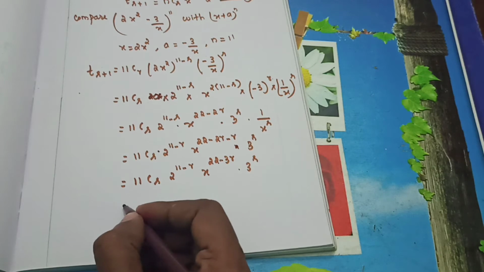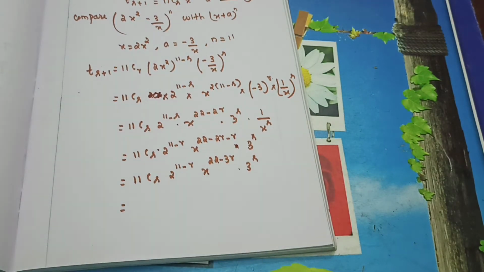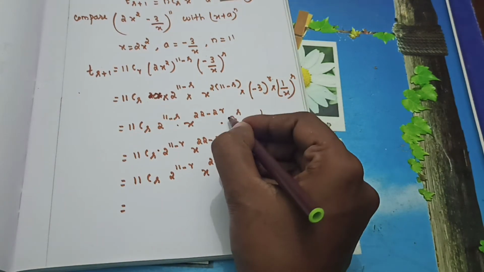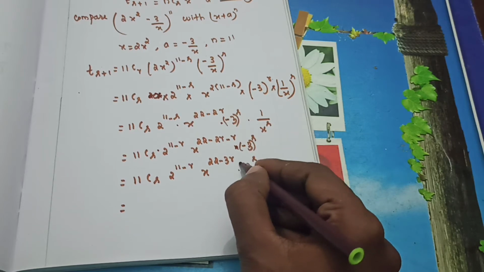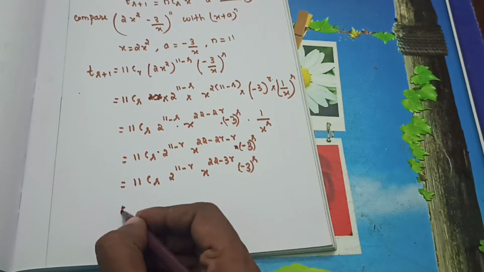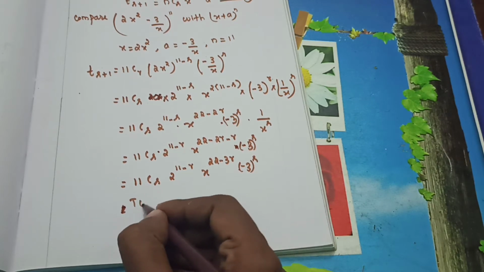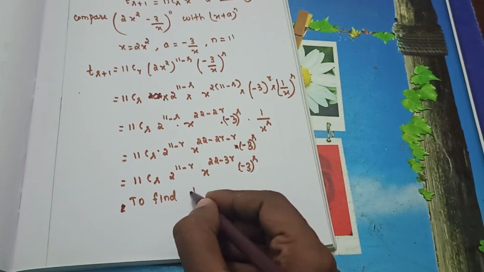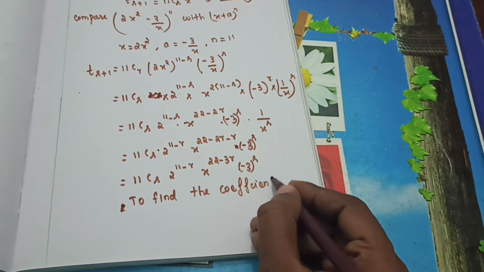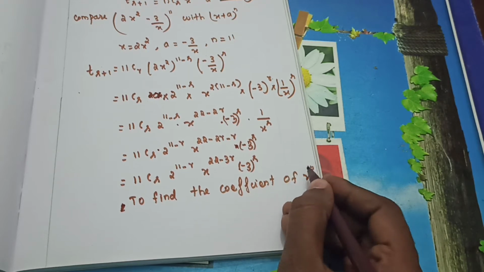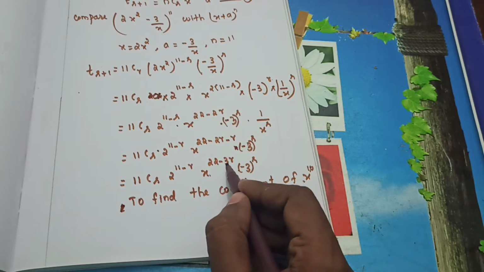That's equal to, here one negative symbol we have, minus 3 power r. Carefully, minus 3 power r. Now what's the question? To find the coefficient of x power 10. So you need to find out the x power 10 coefficient. So x power 10 means here x power something is there.